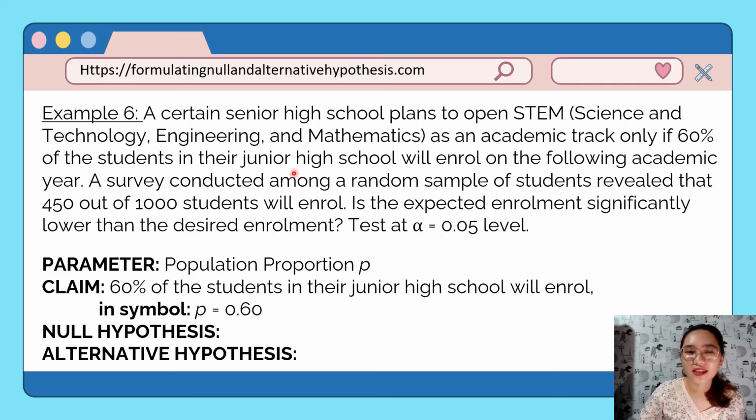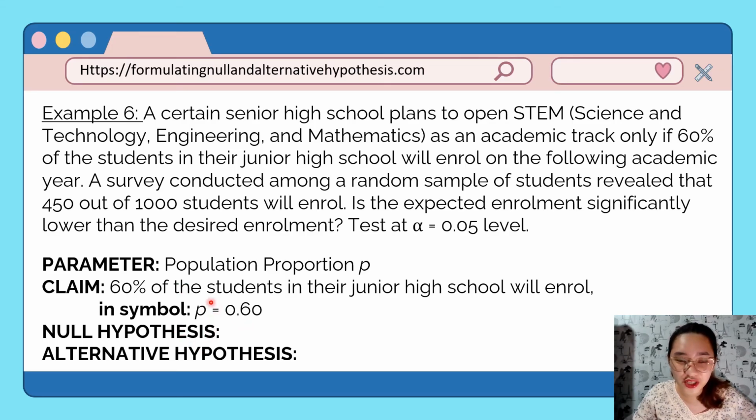Ayan. So, yung ating population parameter dito, obviously, is population proportion na yan. Percentage, that is proportion. In symbol, that is small letter p. And yung claim natin dito is yung 60% of the students in their junior high school will enroll in the following academic year. So, in symbol, that is population proportion equal to 0.60. Ayan.